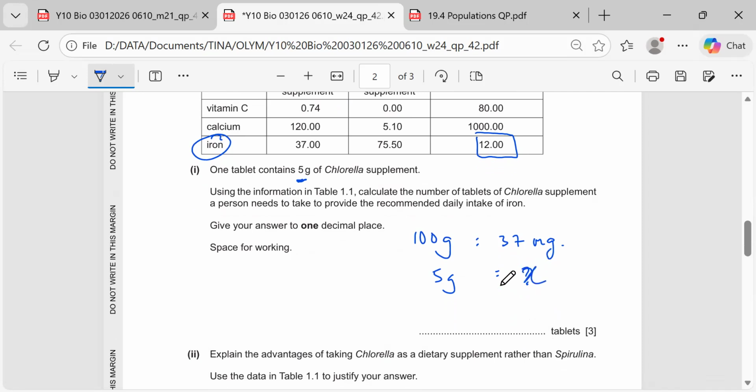So for 5 grams, call it x. 100x equals 5 times 37. So x equals 5 over 100 times 37. I said 5 times 100, sorry, my bad. That's how you get 1.85.